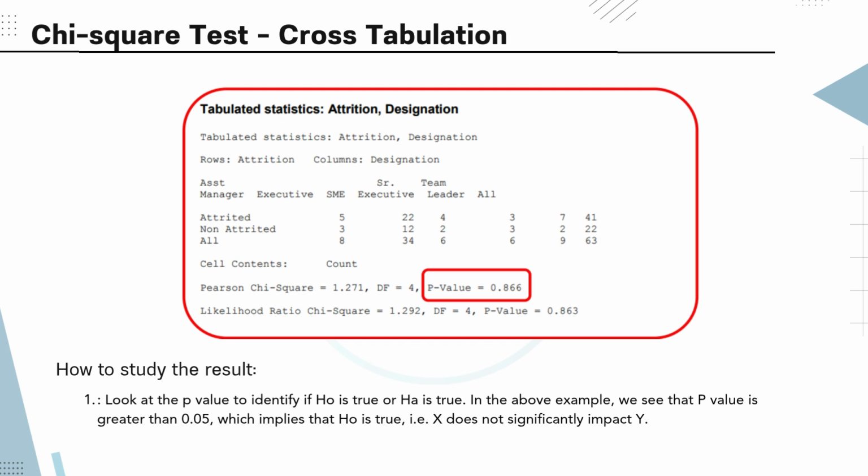Summary: H0, null hypothesis, designation does not impact attrition. HA, alternate, designation does impact attrition. Since p is greater than 0.05, we stick with H0. So, in this case, designation doesn't play a statistically significant role in attrition.